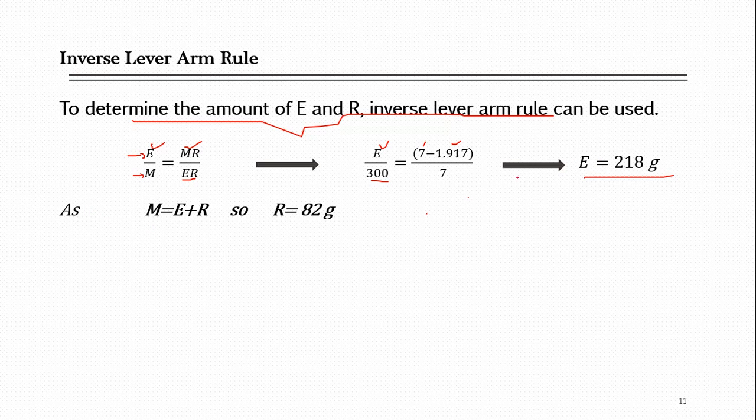Now when you have calculated E, as I told you, the mixture is separated into the extract plus raffinate, so you can calculate from here that the raffinate is 82 gram.